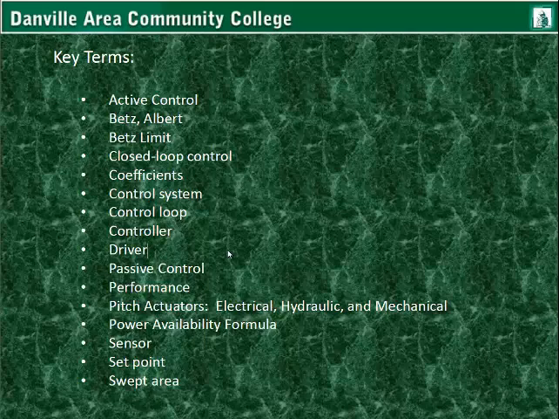Passive control, and that would be passive stall, which is the design of the blade, where the design of the blade prevents it from overspeeding and producing too much torque. And it also has really bad performance characteristics because of that. Also with passive control would be the mechanical control, and that uses counterweights to keep it near its critical angle and prevent it from overspeeding.